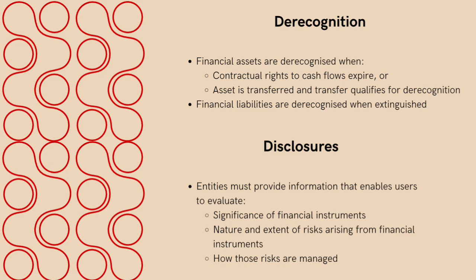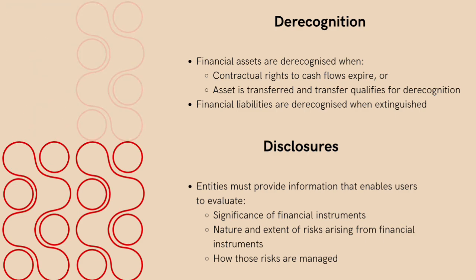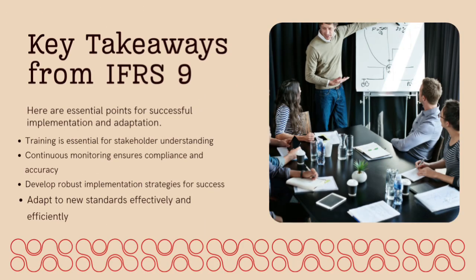IFRS 9 is all about providing transparent and useful information to users of financial statements. From a logical classification system to a forward-looking impairment model and an improved hedge accounting framework, it aims to give a clearer picture of an entity's financial health.